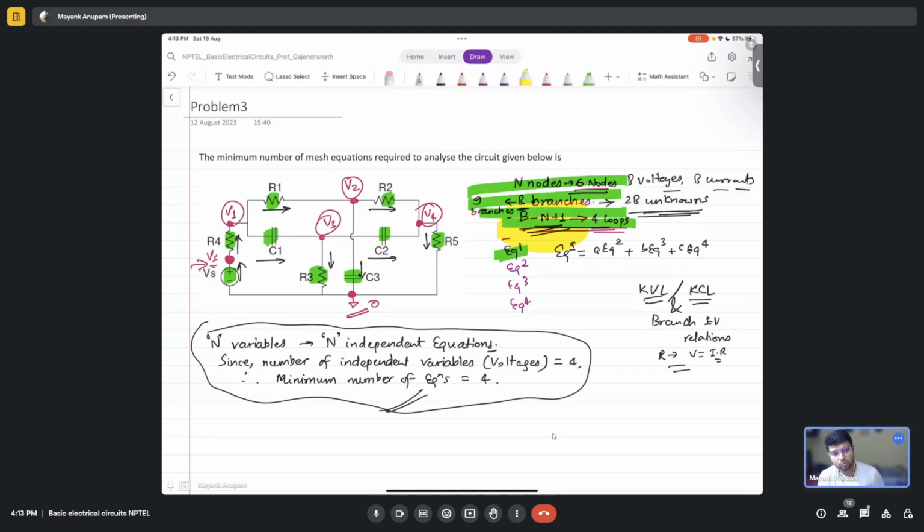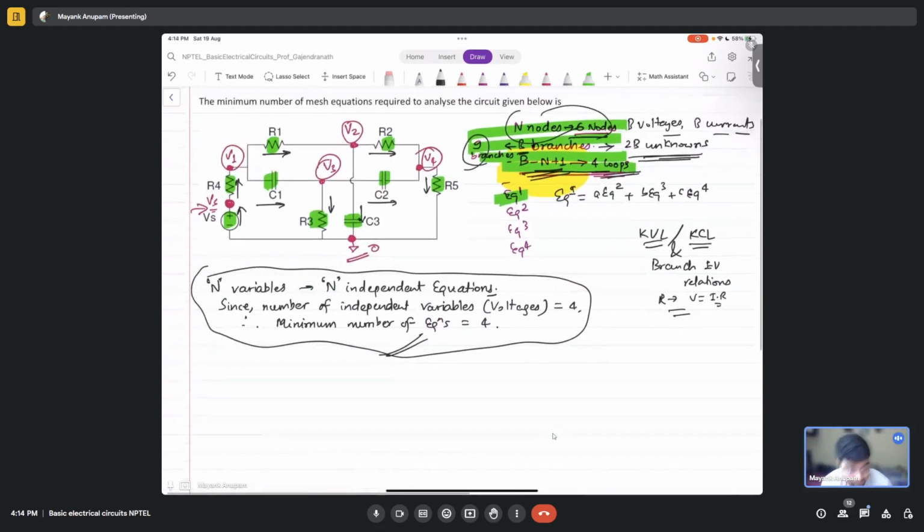The number of independent loops you will be forming is the same as the minimum number of mesh equations required to analyze the circuit. So in this case, how many branches did we have? 9 branches, and we had 6 nodes. By easy calculation, b minus n plus 1 turned out to be 4. So it required 4 meshes to analyze the circuit. This is the way to solve this question.